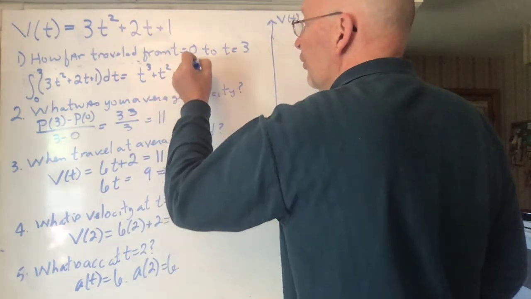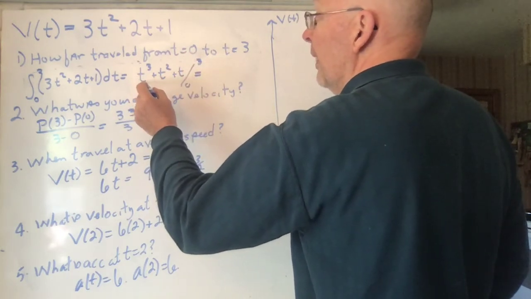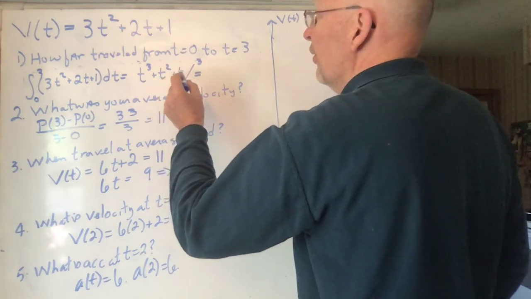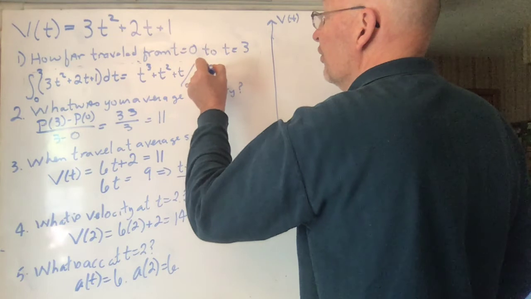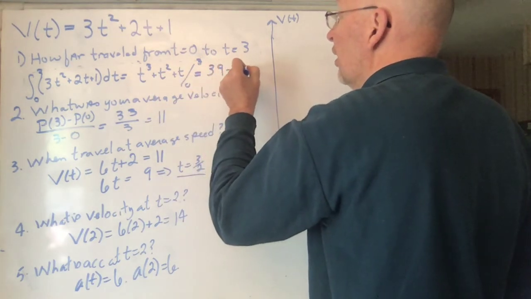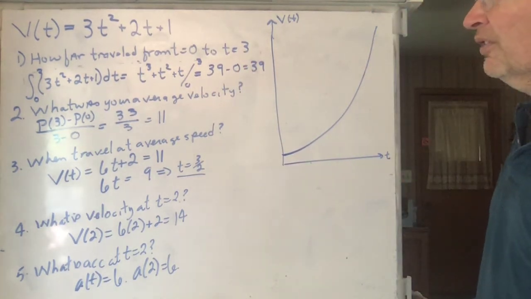From 0 to 3, if you put a 3 in here, you're going to get 27 plus 9 is 36, 37, 38, 39. So you're going to get 39. Put a 0 in here, you get 0. So there's your answer. Okay? So there's the answer to that one.